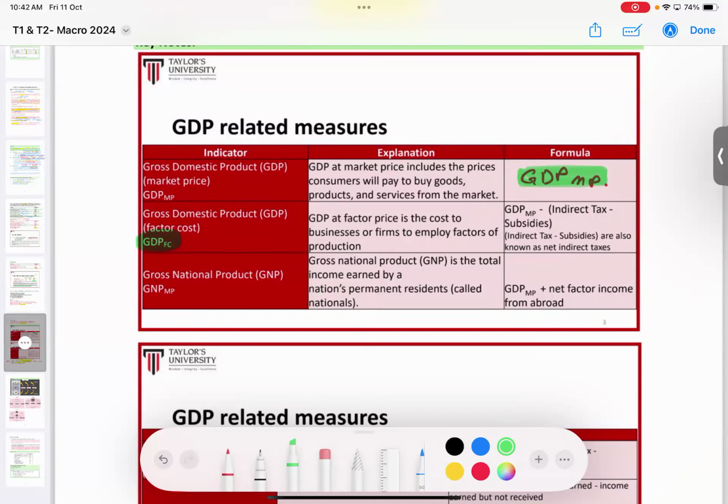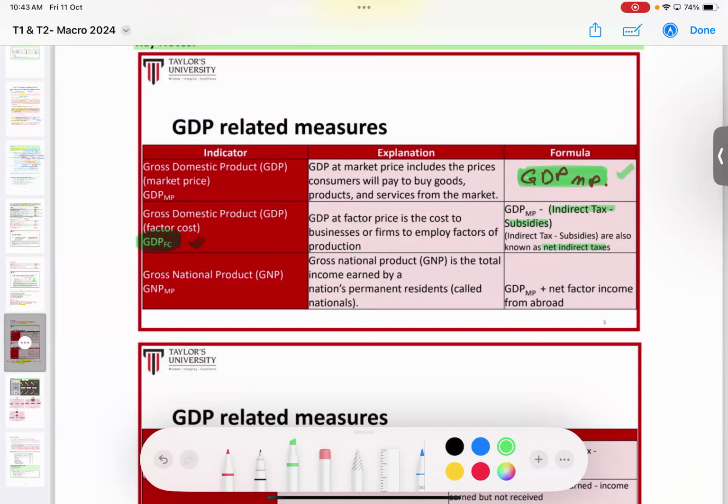Okay, GDP at factor cost. So from market price to factor cost, what do we minus? We minus the net indirect tax. Can you understand, right? Because now you understand already, from market price to factor cost, you just minus the net indirect tax.